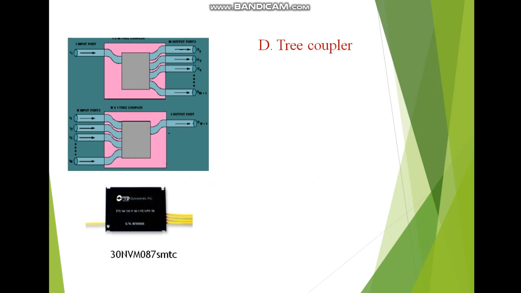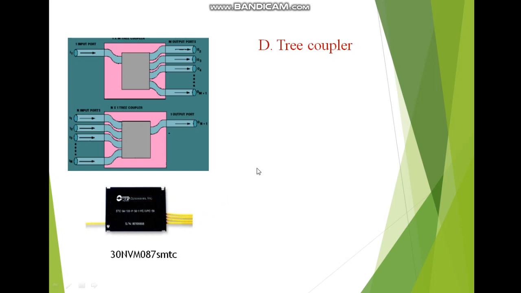Next I will discuss the tree coupler. Tree, by the name tree. See, it's very easy. A tree has an input trunk supplying output to all the branches. So here I am having the tree coupler. This is the diagram having one input port and m number of output ports. The opposite is also possible. This is a 1 cross n tree coupler and this is an n cross 1 tree coupler. And in the market it is available and you can see the image of how it looks. So this is my tree coupler.